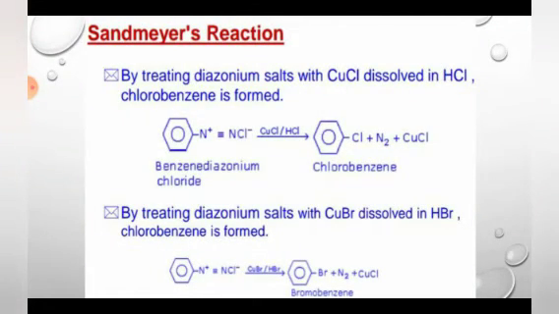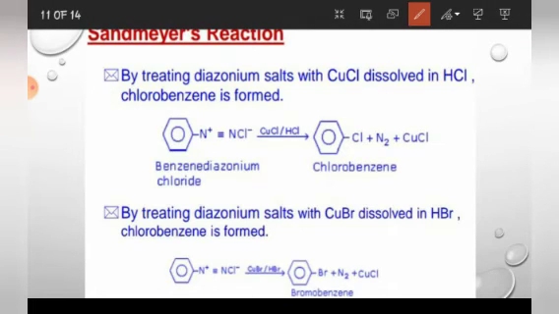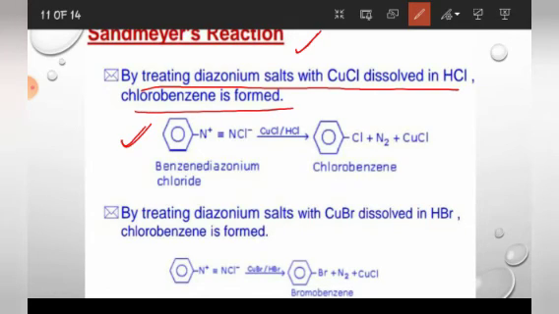This reaction is known as Sandmeyer's reaction. Okay, a very important name reaction, Sandmeyer's reaction. Now what have we done? We have prepared benzene diazonium chloride. Now by treating benzene diazonium salts with CuCl dissolved in HCl, chlorobenzene is formed. So what we have done? We have used aniline first and converted it into BDC, benzene diazonium chloride. Then the reagent we use is CuCl dissolved in HCl. Then we will get our desired product, which is chlorobenzene, with the generation of N2 gas and CuCl.